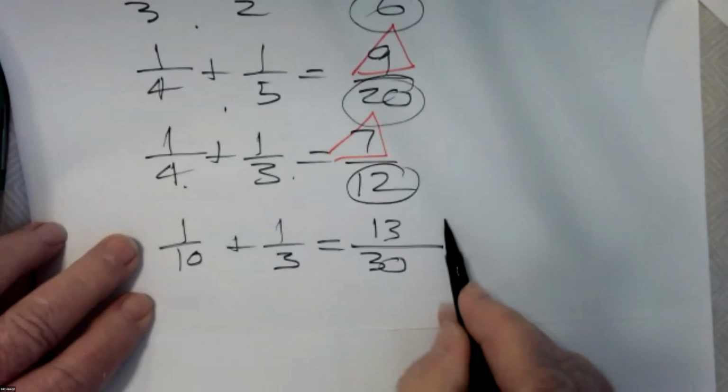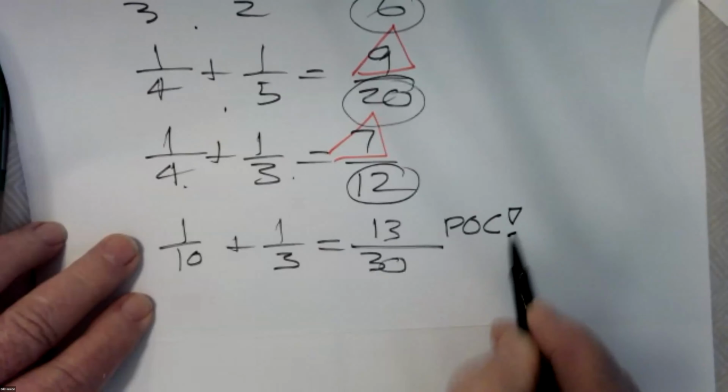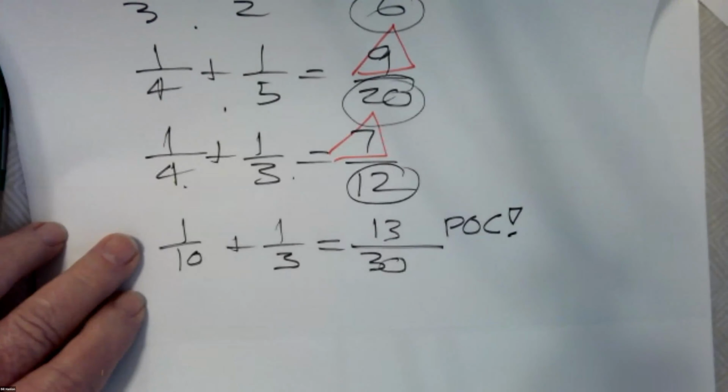And of course, when you do a problem like that in math, you always typically end it with the POC. Okay, everyone knows what POC stands for in math. This is very important notation. Okay, it stands for piece of cake.